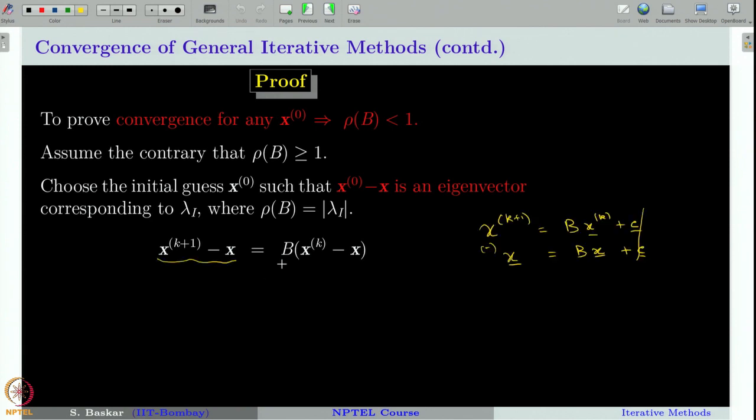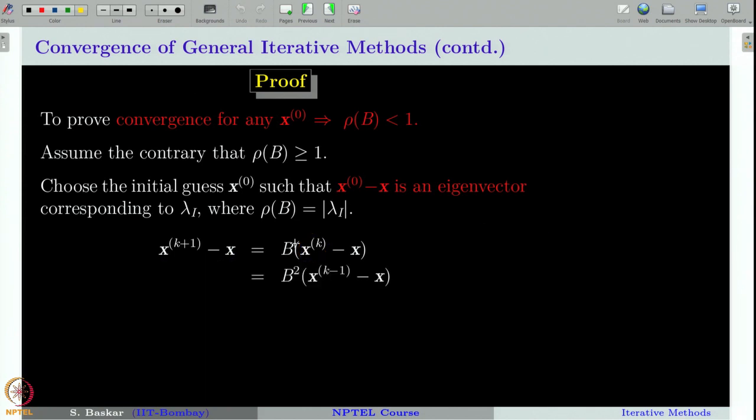Now, the idea is something similar to what we did in the previous case. You apply the same expression for x_k and write this as B squared into (x_{k-1} minus x). Once you do that, you keep on continuing this recursively until you hit the dead end where you have B^{k+1} into (x naught minus x). Sorry, this x star is a typo, it is x.